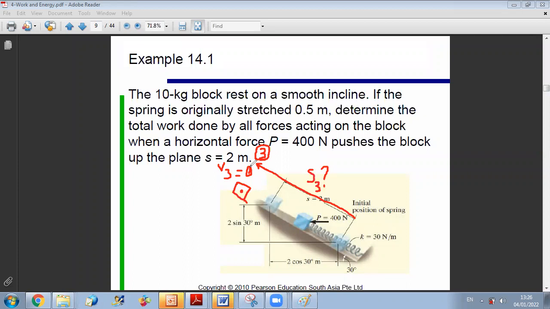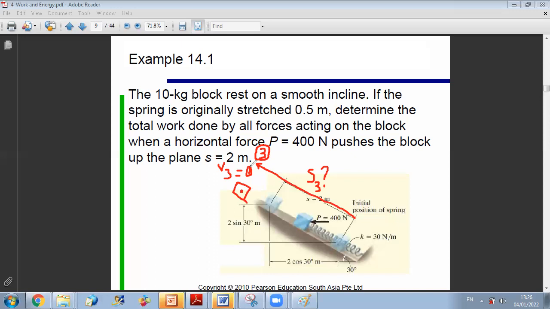It's not given, okay? I am giving you an additional question. I am asking for which position, how far up the block can go, the maximum the block can move. What is the maximum distance the block can move? What does it mean? It means the block should stop, okay? It stops and then comes back down.